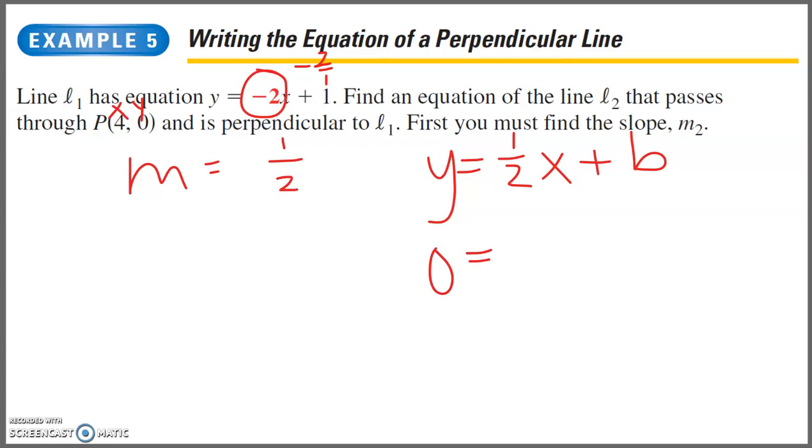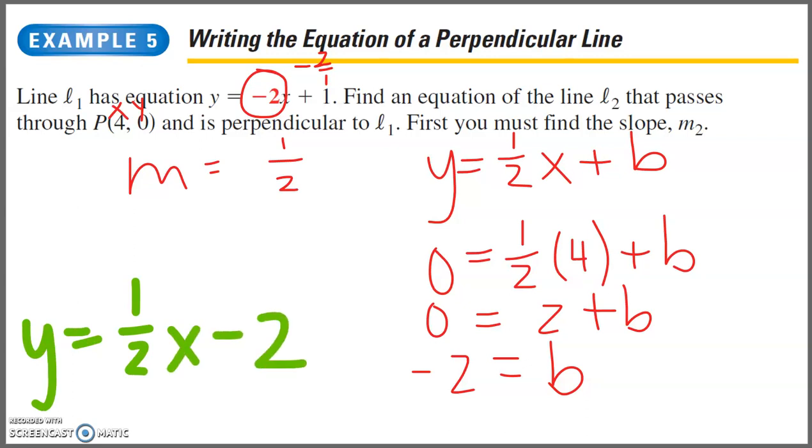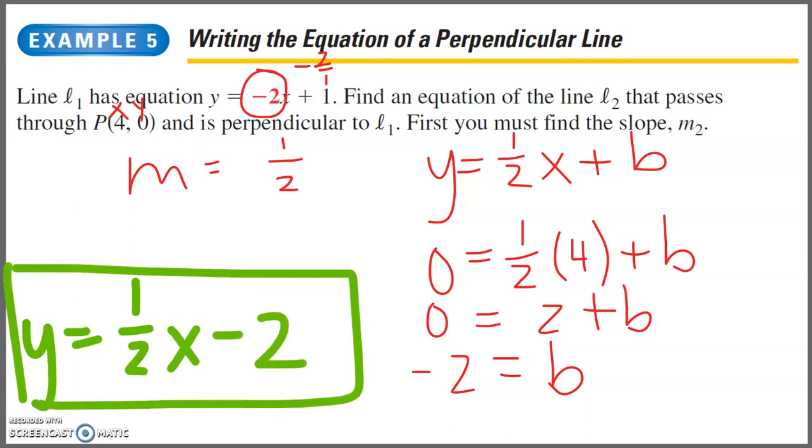It goes through that point. Now let's solve for b. 1/2 times 4 is 2. So 0 equals 2 plus b. Subtract 2. So I'm getting that the y-intercept is negative 2. So my final answer is y equals 1/2 x minus 2. This would be perpendicular to line 1, and it's going to pass through this given point.